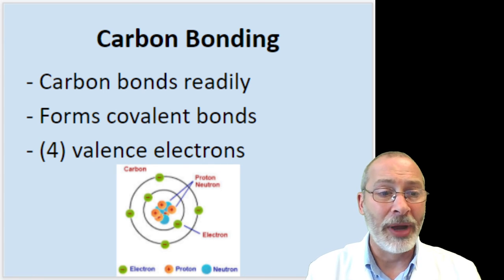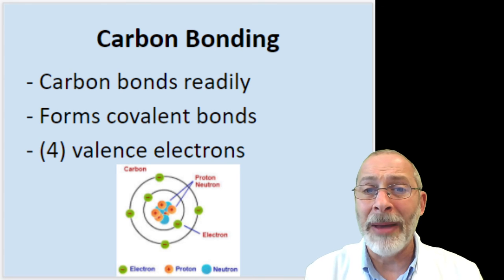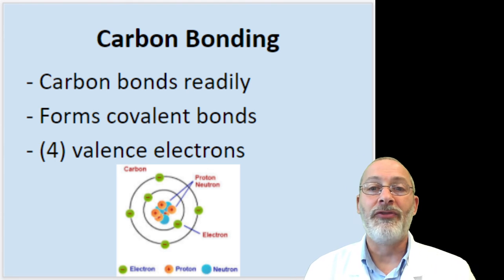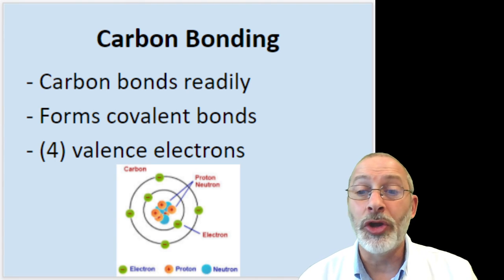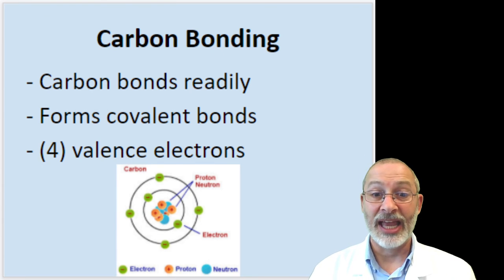So, a couple key points here for you to remember right now. Carbon bonds readily, it forms covalent bonds, and carbon has four valence electrons.